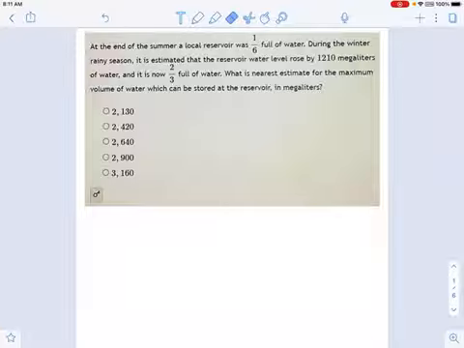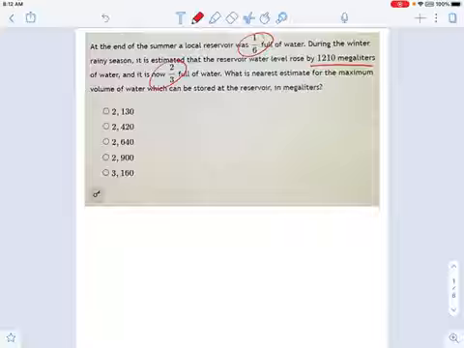Okay, so the way to figure this one out is to focus on the key bit of information that we're given. First of all, how full does it start? How full does it end? But here's the key piece: 1,210 megaliters. Now, a megaliter is just a measure of volume, right? It's a million liters, which is a lot of water.